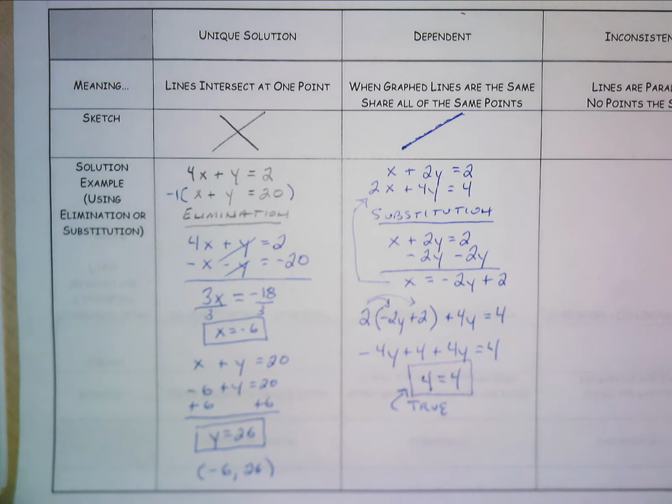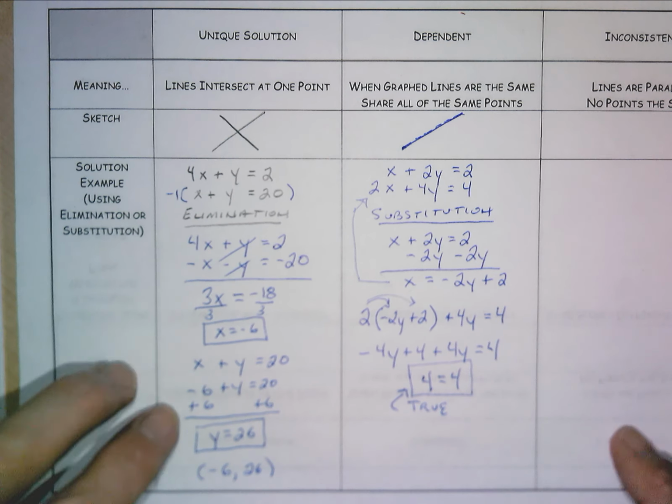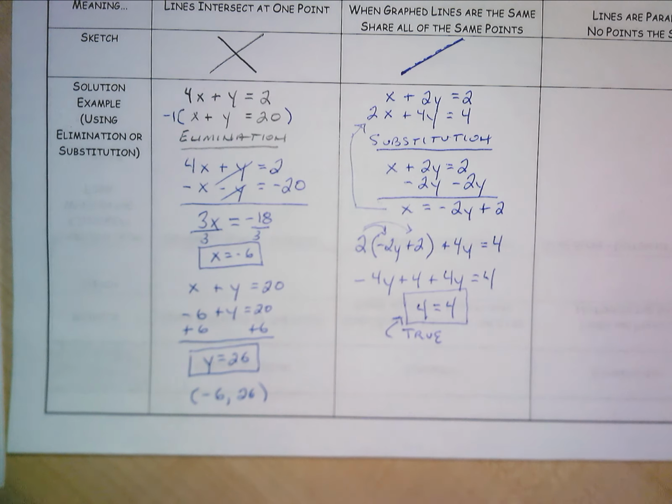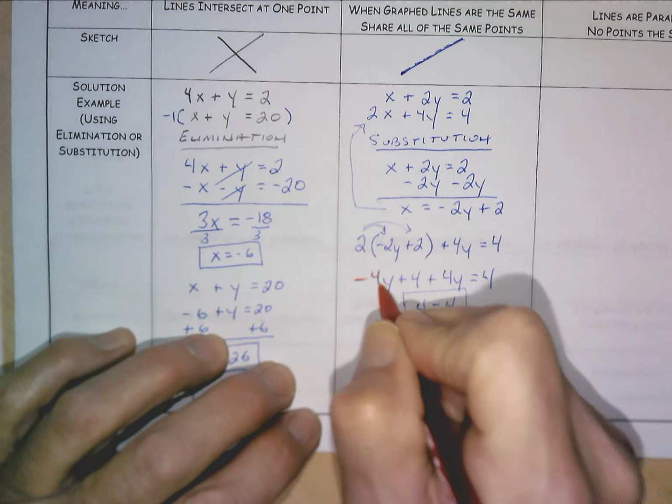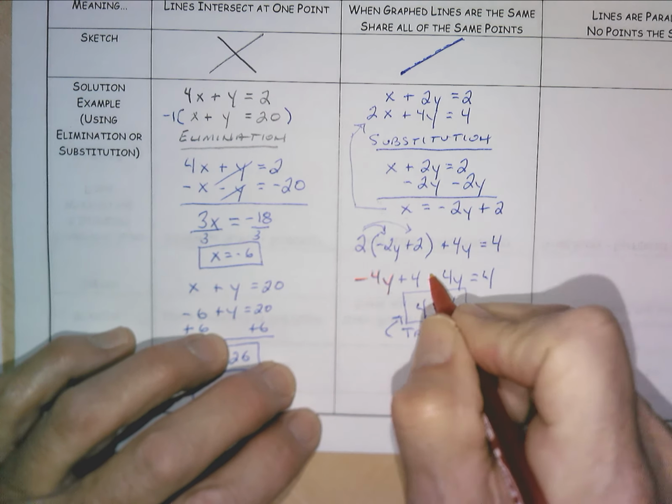How'd you have 4 equals 4 if there's y's? So the y's cancel each other out? Yeah. So it's possible. When I did substitution, I got negative 4y and positive 4y.